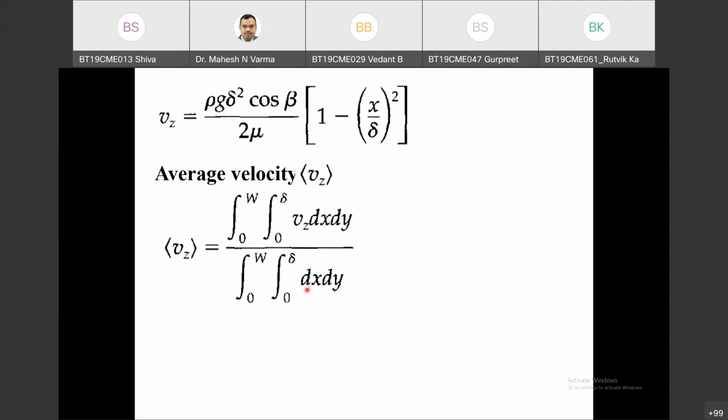Now substitute the velocity profile in this equation. Here y varies from 0 to w, and x varies from 0 to delta. This is the cross-sectional area. Vz multiplied by area divided by area will give you the average velocity. So Rutvik, give me the value of the average velocity. Calculating.